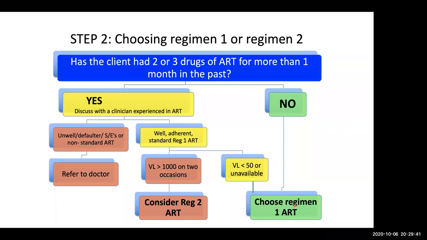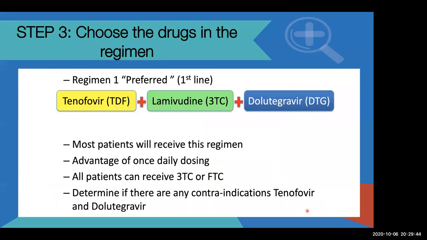Therefore, he's a regimen one patient. Now, step three, which drugs? So how do you choose a regimen? You first want to give Dr. Mawela the standard first-line regimen for adults, which is tenofovir, lamivudine, and dolutegravir, right? That is what you want to give him.